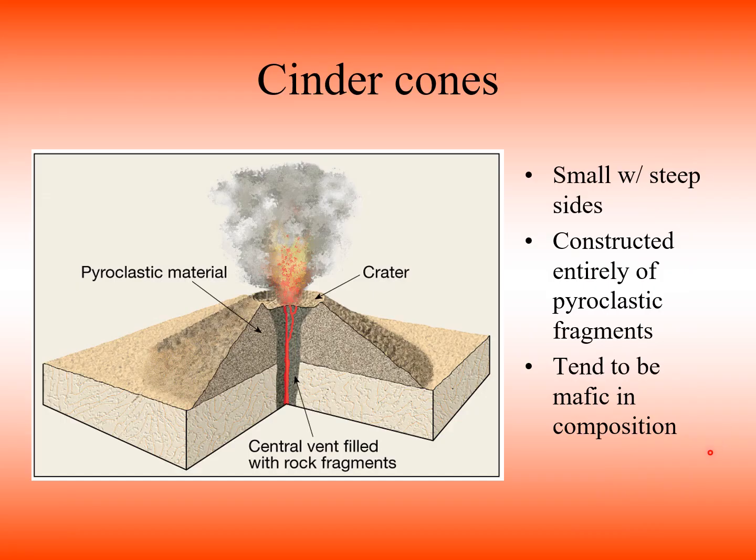Then you have cinder cones, which is very similar to a stratovolcano, but just much smaller. The central vent is filled with more rock fragments, so you can still get lots of pyroclastic material, but these tend to be mafic, so they're not as explosive. So these are mostly formed by just flowing lavas, and a little bit of gas content being trapped in the mafics gives you just a little bit of this kind of fine-grained stuff when it comes out.